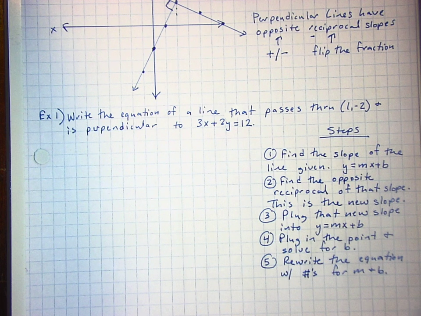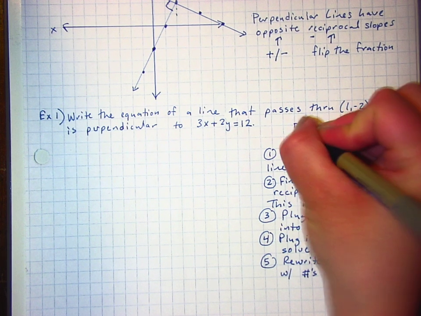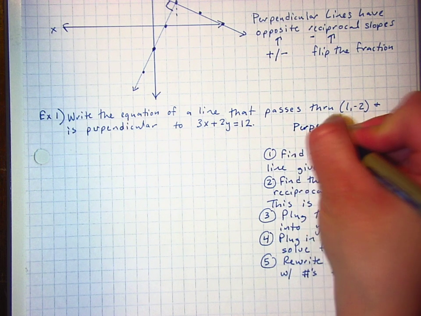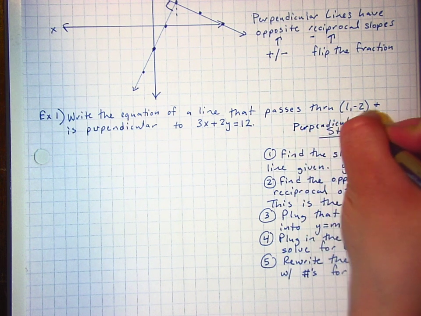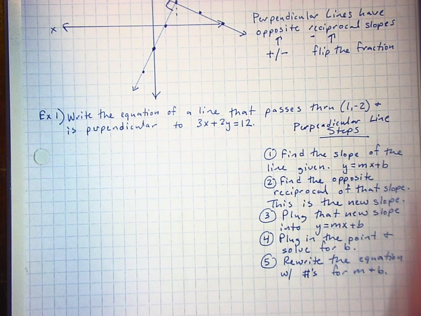Okay, just as a reminder, you're going to want to label your steps. So these are perpendicular line steps. And make sure that you have all of these steps, if you're writing out steps, which I highly suggest you do, that you have them all kind of in the same place so that you don't have to search around when you're looking for stuff.